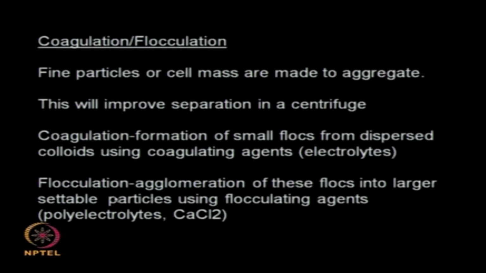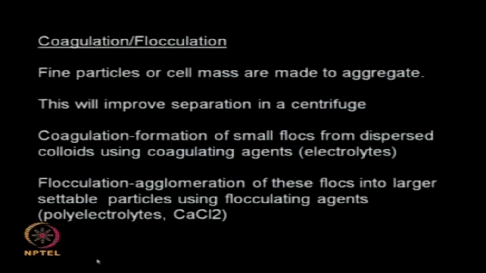The other approach is flocculation, where you are agglomerating these flocks into larger settleable particles. You are again using something called a flocculating agent. You can use polyelectrolytes, you can use salts like calcium chloride and so on. So coagulation and flocculation is generally adopted. If you look at a fermentation downstream, that will be the first step before you take it to a centrifuge or a large filtration setup.